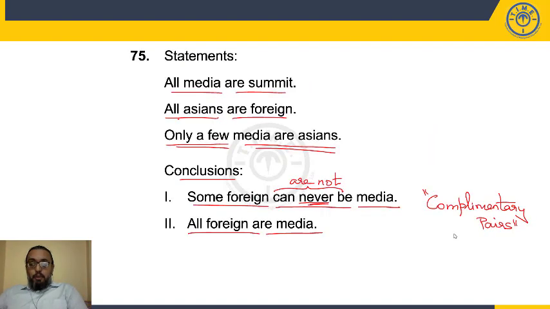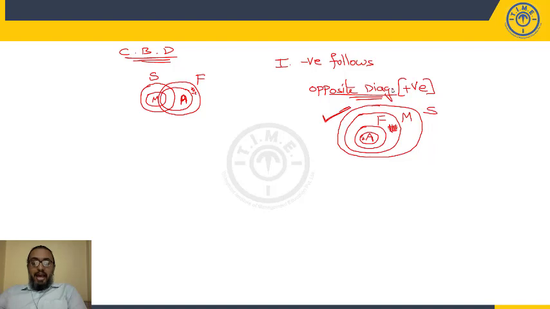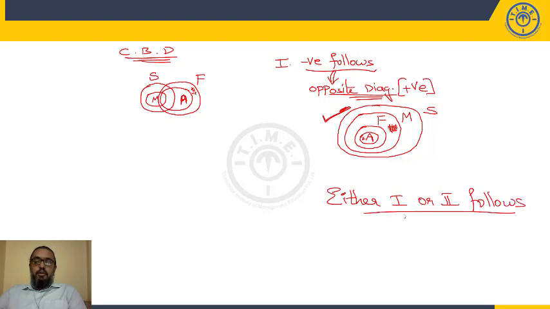But when you have complementary pairs given in your question, and you have the negative conclusion which follows, and then you take the opposite diagram and that also follows the statements, then you should give your answer as either one or two follows. Why? Because the first one was a negative conclusion which followed in the combined basic diagram.